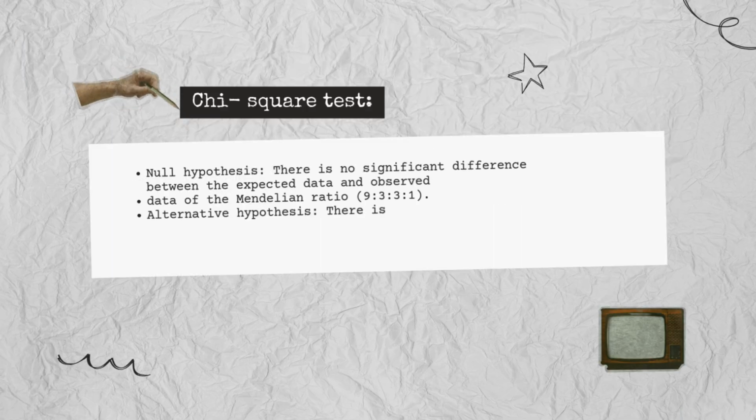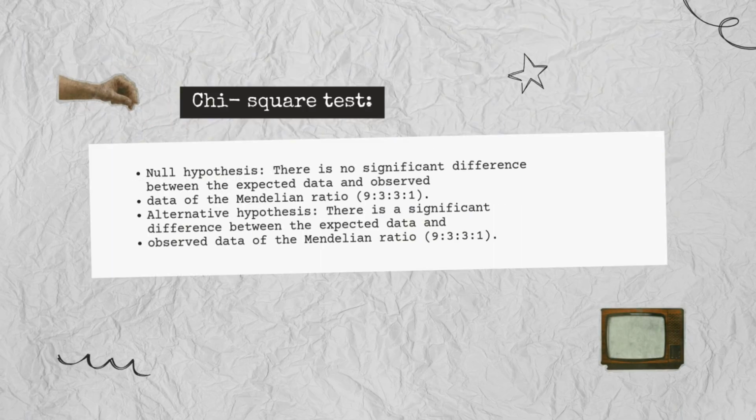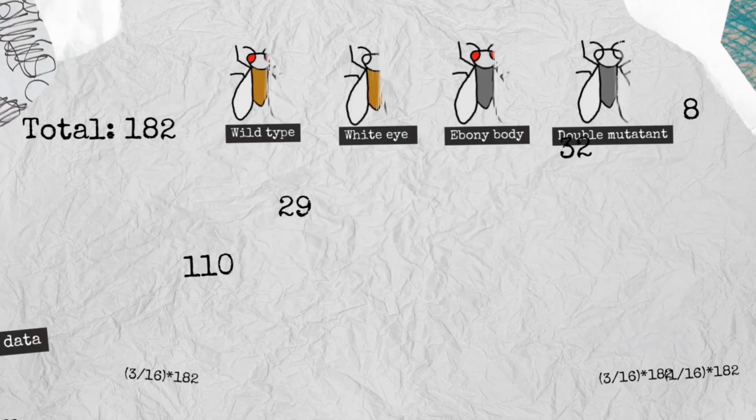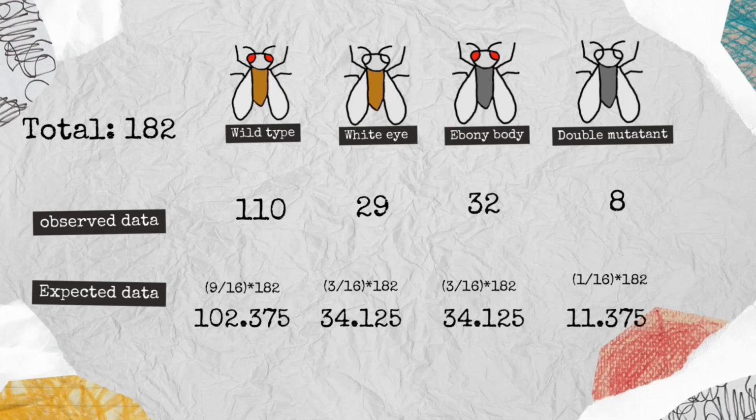Chi-square test. Null hypothesis: there is no significant difference between the expected data and observed data of the Mendelian ratio, 9:3:3:1. Alternative hypothesis: there is a significant difference between the expected data and observed data of the Mendelian ratio, 9:3:3:1. To perform a chi-square analysis, we will use our observed phenotypic ratios.